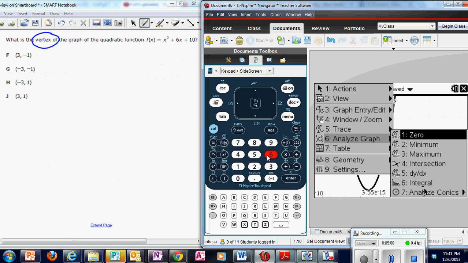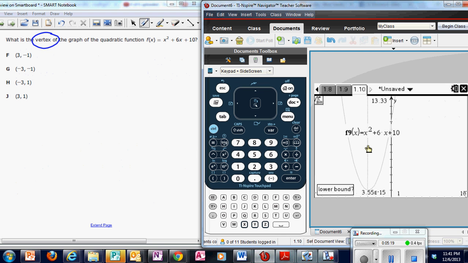6. We specifically want that vertex, and the word vertex isn't there, but the vertex is one of two things. It's either a maximum or a minimum. Is it the highest point or the lowest? It's clearly the bottom of the screen, so it's the lowest. It's going to be your minimum. You move your cursor somewhere to the left. If this is where I think the vertex is, I'm going to move somewhere to the left for where it says lower bound and click anywhere to the left.